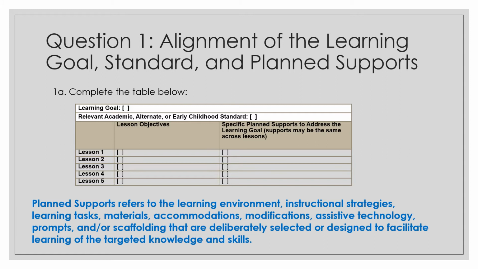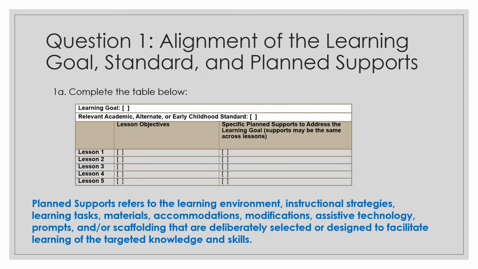In this chart, you're going to put your learning goal at the top. This comes right from your lesson plans. And then the relevant academic, alternate, or early childhood standard. If you have multiple standards for your 3 lessons, put those in here. Otherwise, you can just put one standard in if your 3 lessons cover the same standard.